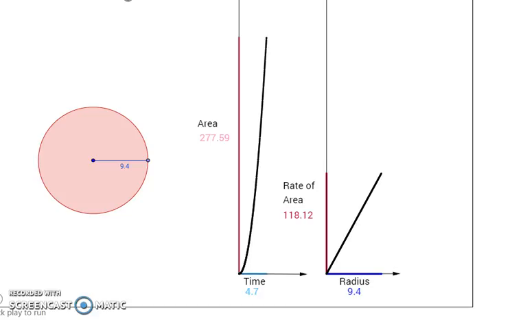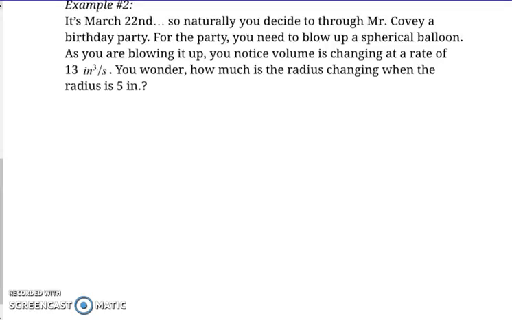Let's look at another example problem. I'm also going to lay out the steps very explicitly when we do this example. Okay, so it's March 22nd, so you decide to throw Mr. Covey a birthday party. Smart idea. You decide you want to blow up balloons. They are spherical balloons. As you're blowing it up, you notice that the volume is changing at a rate of 13 inches cubed per second. And you wonder how much the radius is changing when the radius is 5 inches.